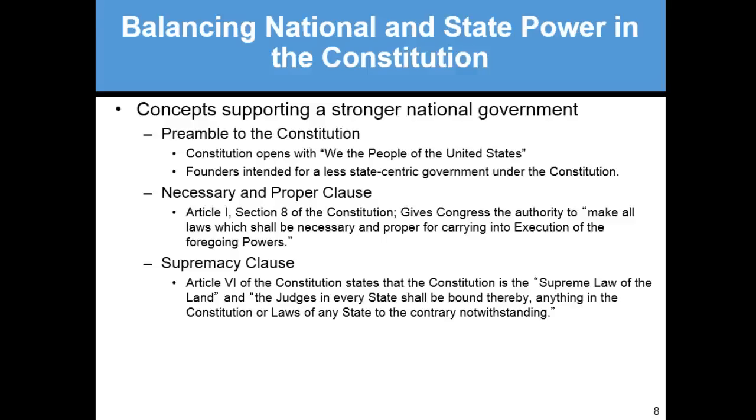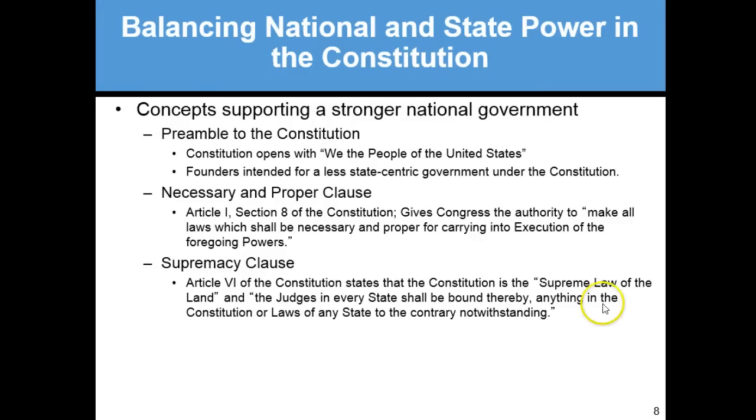The second thing is we have the Necessary and Proper Clause, which is Article 1, Section 8 of the Constitution. This clause gives Congress the authority to make all laws which shall be necessary and proper for carrying into execution the foregoing powers. What it really is, we call it the Elastic Clause because you can stretch it.